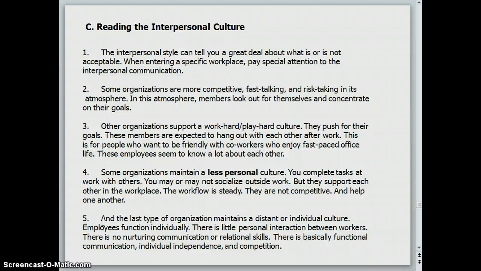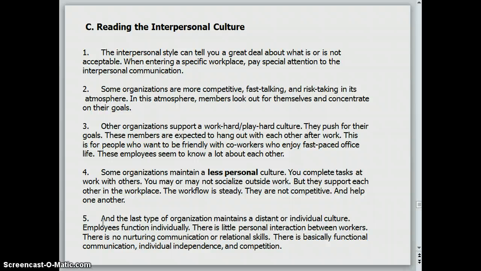Reading the interpersonal culture. The interpersonal style can tell you a great deal about what is or is not acceptable. You also need to judge the style based on several things, like how people talk, how people address each other, sometimes even how people dress.